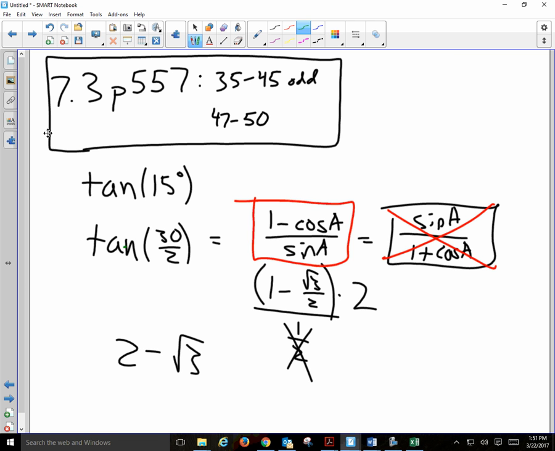So here we go. 7.3, page 557, numbers 35 through 45, the odd. That way you can check your answers. And 47 through 50. Again, you don't want to skip these problems, and everybody should be able to do them. And you got a good 10 minutes, 12 minutes. You can ask me questions on anything else at this time.